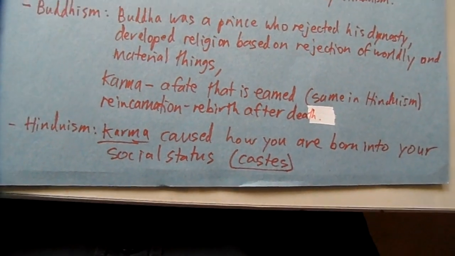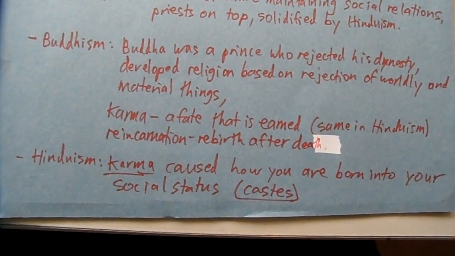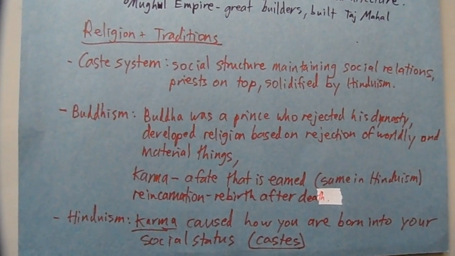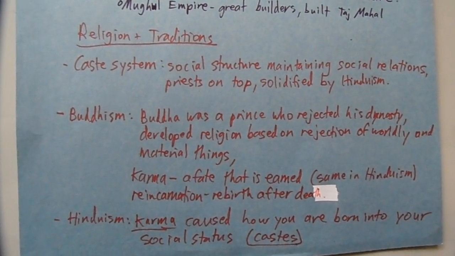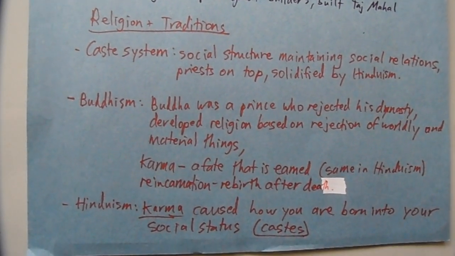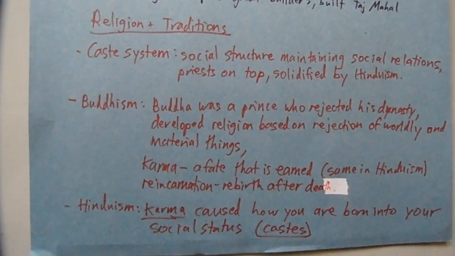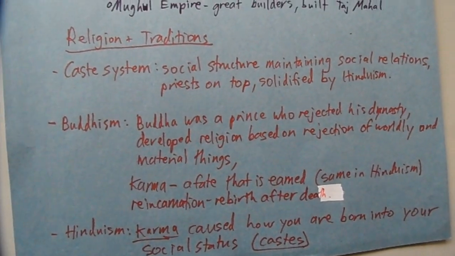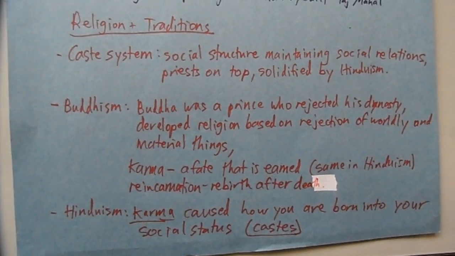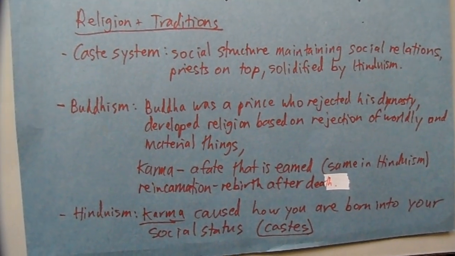Okay, Hinduism, one thing we'll say, karma caused how you were born into your social status, your caste. So this is an interesting concept. In other words, it's basically saying if you were a bad person in a previous life, then you will be born into a low position in your current life. So if you're a poor person in India, in Mumbai or New Delhi or something, what Hinduism says is, well, basically it's your fault. It's your fault, not even in your current life, but it's your fault because in your previous life, you were bad, and this is why you're poor.